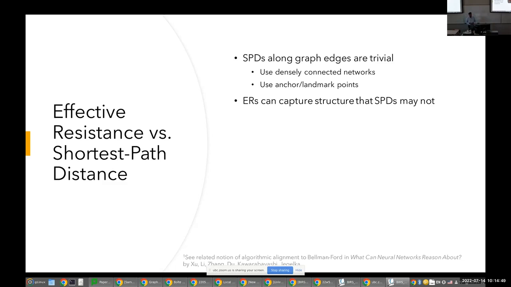So as a result, a lot of the architectures that use shortest path distances often construct some set of landmark points in your graph to which you're computing shortest path distances. So this is the approach taken by some works like position-aware GNNs, or you kind of densely connect the network. So there's the work known as Graphormer, where they use shortest path distances, but they're densely connecting a network and doing an attention mechanism over pairs of nodes. Okay, so we don't really need to use these techniques because ER is capturing something more sophisticated.